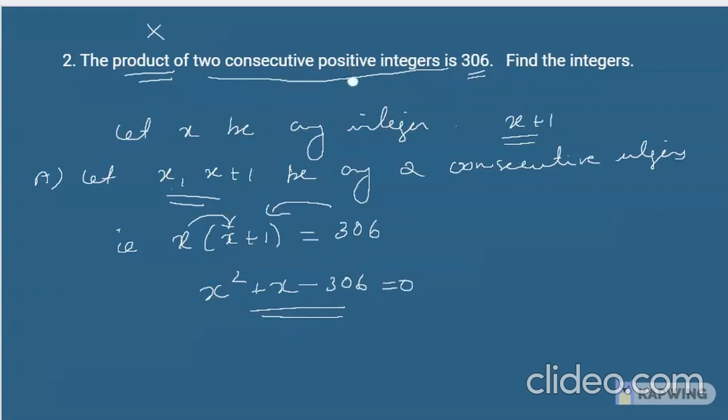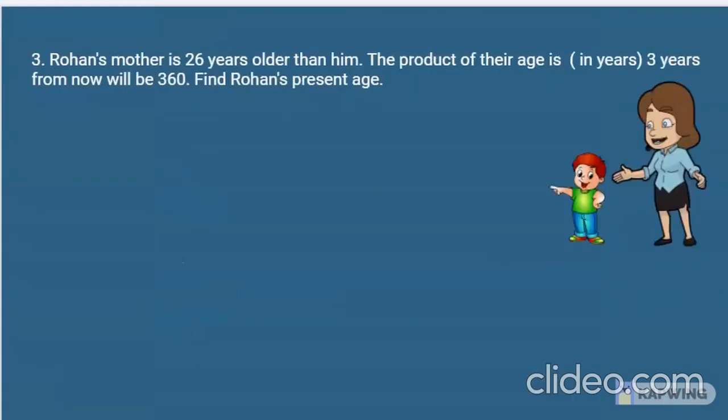Since it is consecutive positive integers, let us take x and x plus 1. Suppose the question is two consecutive odd numbers. What do you have to take? x and x plus 2. Even if it is two consecutive odd numbers, you can take y and y plus 2 and so on. Here it is two consecutive positive integers, so that's why we are taking x and x plus 1. Clear? Let's move to the next question.